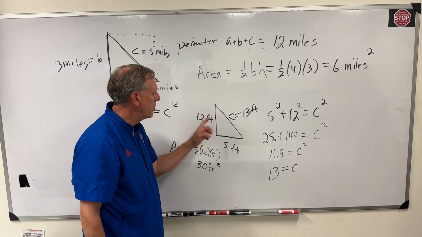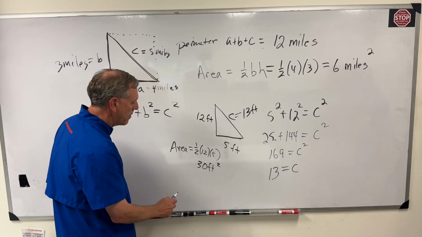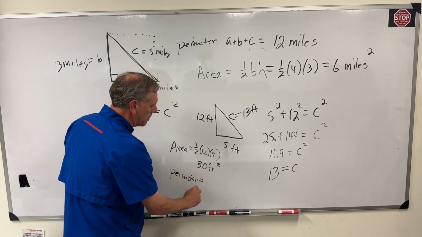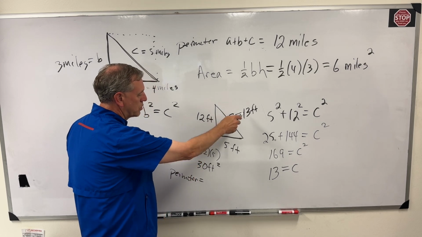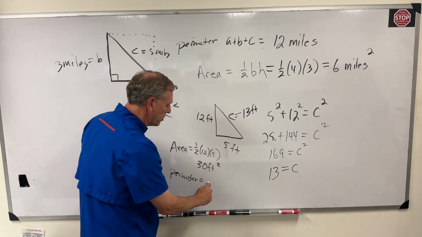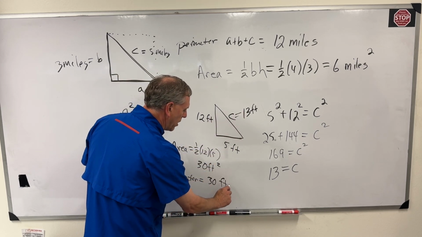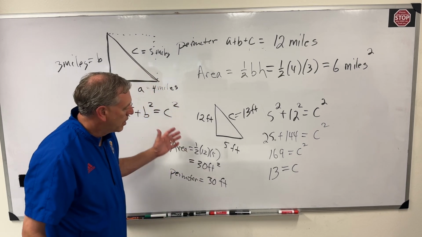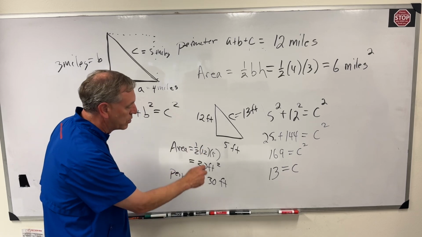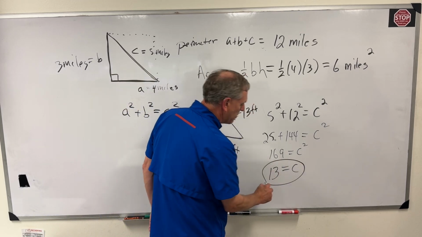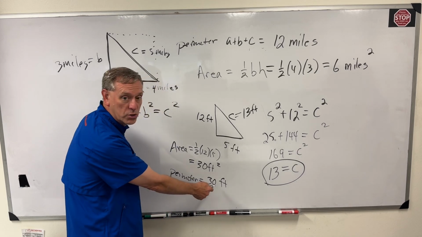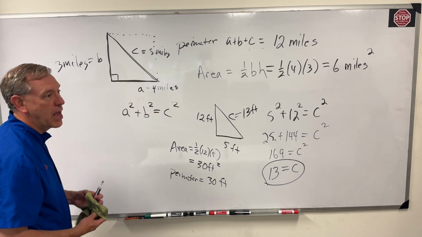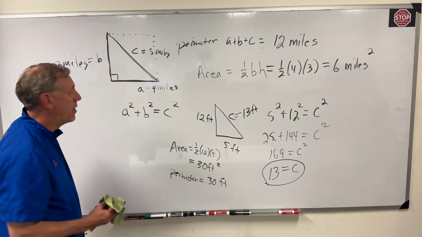So 5 plus 12, 17, 30. Oh, that's ironic. So the perimeter is equal to 12 plus 5 is 17 plus 13 is 30. Only instead of feet squared, it's just feet. So it's just coincidental that those are equal to each other. But here we have a situation where using the Pythagorean theorem, we found the missing side. We then use that information in order to solve for the perimeter. And so there's the basics on finding the area and perimeter of a triangle.